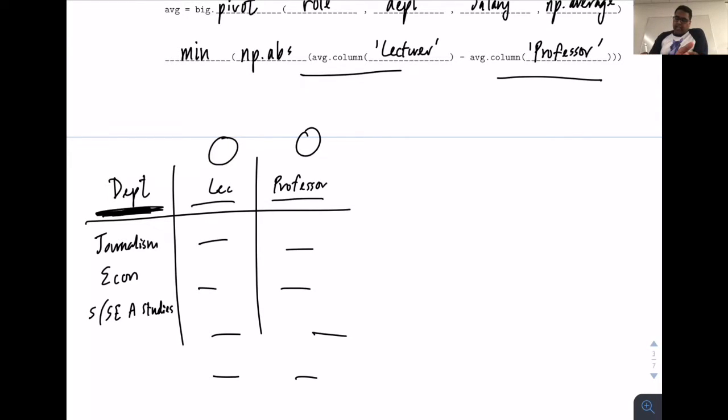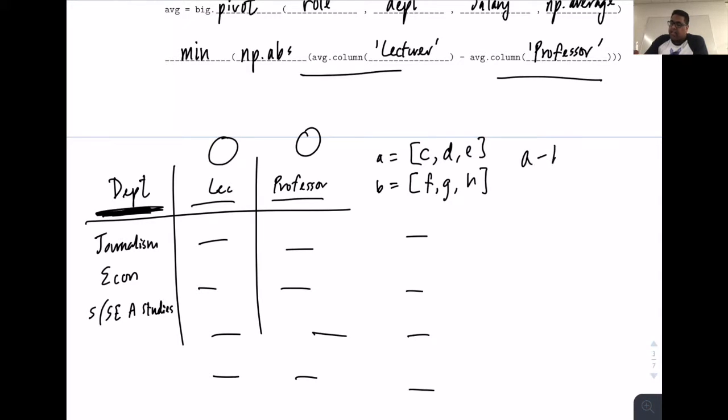It's going to subtract these off, so we'll get some difference here, some difference here, some difference here, some difference here, right? Because in data science and NumPy, if we subtract two arrays, pretend we have C, comma, D, comma, E, and F, comma, G, comma, H, pretend these were equated to A and B, A minus B will give us the pairwise difference of these, right? So what we'll do is we're subtracting lecturer and professor and taking the average value of that.